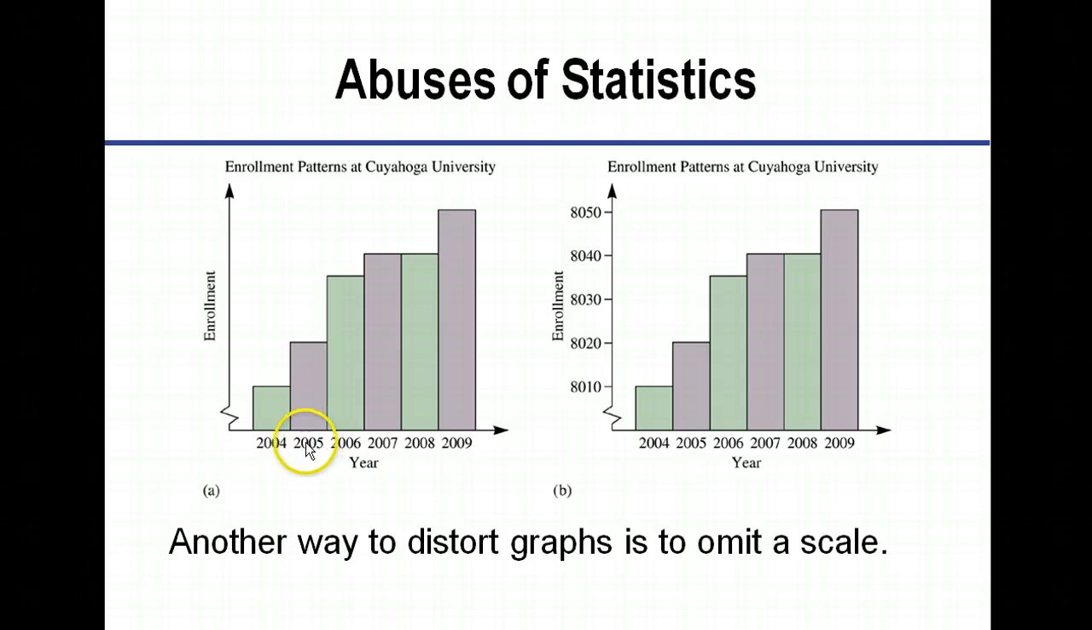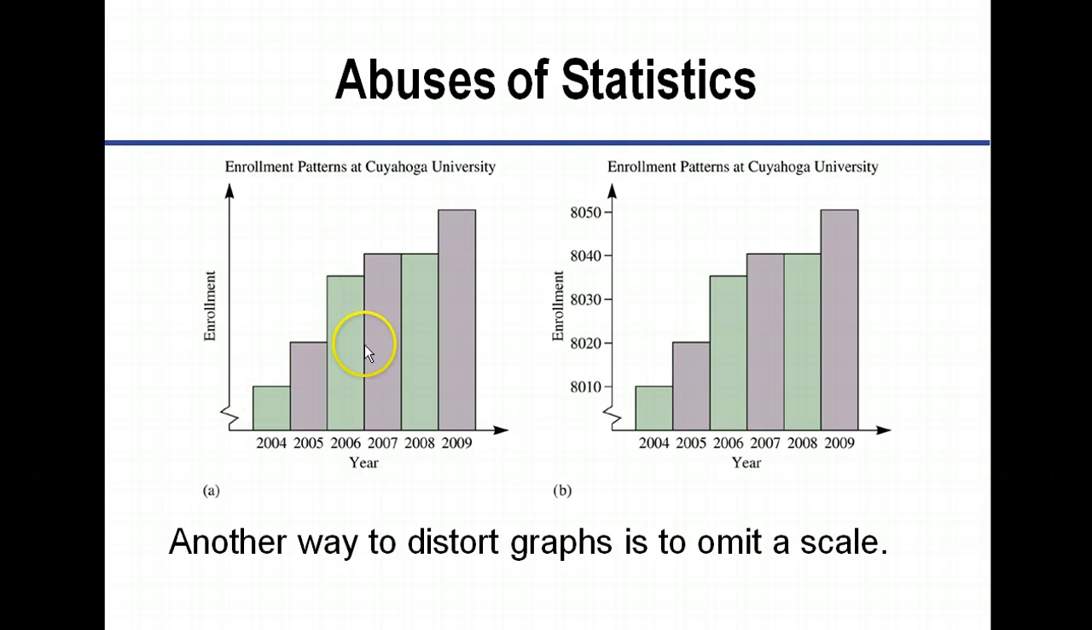Also, another way to distort graphs is to omit the scale. Notice here on this left graph, we have all of these lovely bars showing that enrollment at Cuyahoga, I think that's what that is, has been increasing from 2004 to 2009. Do you have any idea, without a scale here, what kind of enrollment increase they're seeing? Have they gone from 1,000 students to 10,000 students? We don't know what the growth is here. We would have to just assume. And it appears like a fairly good growth that they're seeing in those 5 years.